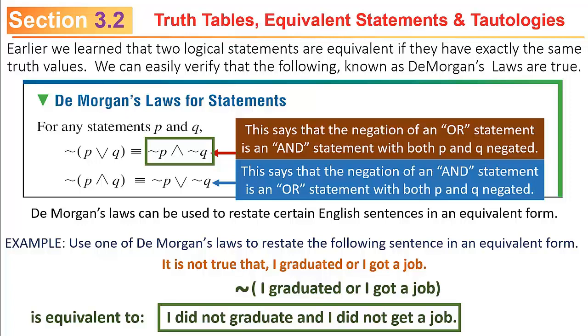So that's an example of using one of De Morgan's laws to change an English statement from one form to the other. In particular, that English statement was the negation of an or. I won't do it here, but I could do another example with the negation of an and. It would work the exact same way, except the and on the left would become an or on the right, and I would still do the negations of the P and Q exactly the same.